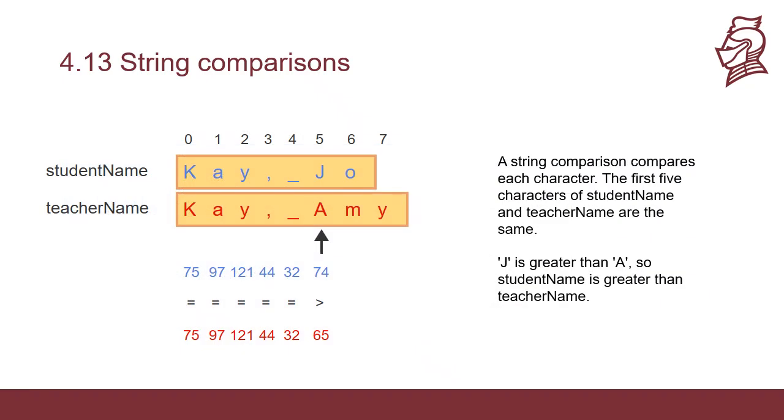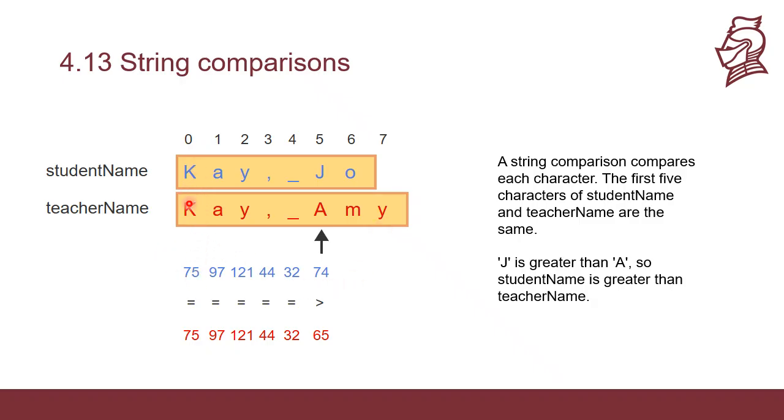Here's how it works actually. The string comparison compares each character. If you look at this, student name is K, comma, space, underscore, Joe, and teacher name is K, comma, underscore, Amy. The string comparison does a comparison by comparison of each character in the string.